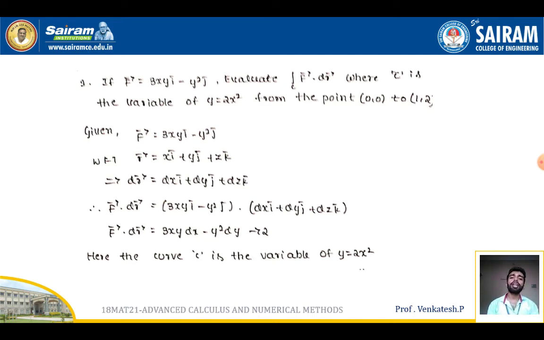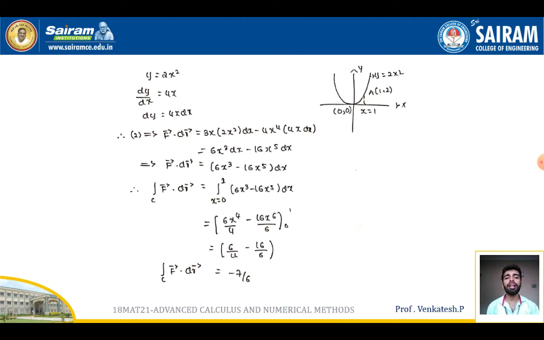And since the given curve C is given by y is equal to 2x square, in this equation we need to convert all the y variables in terms of 2x square. So if y is equal to 2x square, dy will be 4x dx. Since I'm converting all y variables in terms of the x variable, we need to have only the x limit. On drawing the curve y is equal to 2x square, it's a parabola with the points 0, 0 and 1, 2 here.